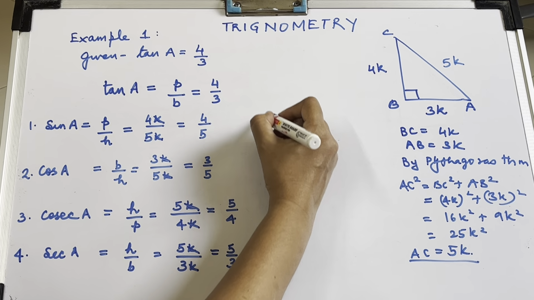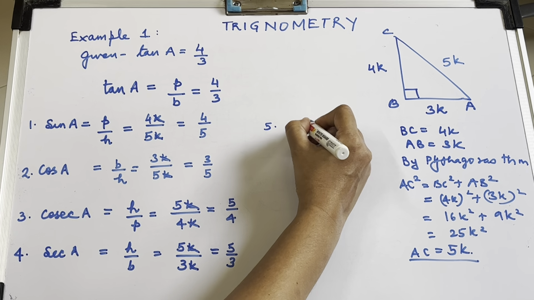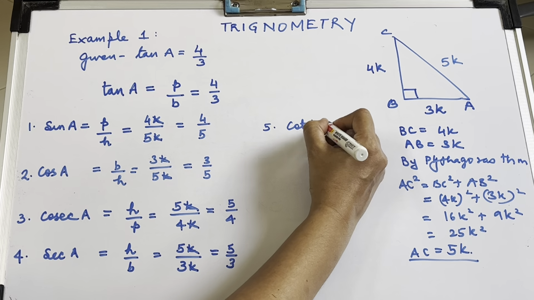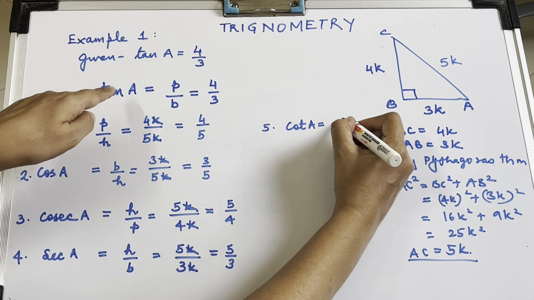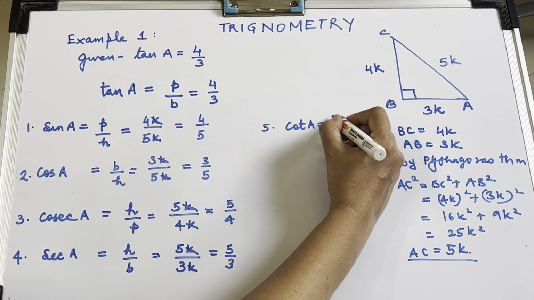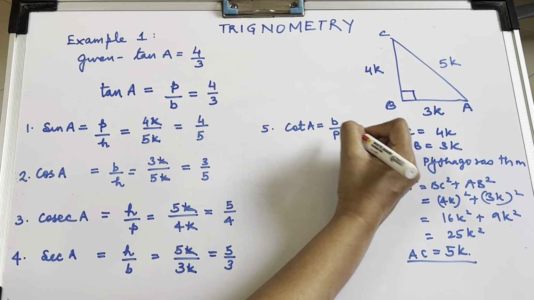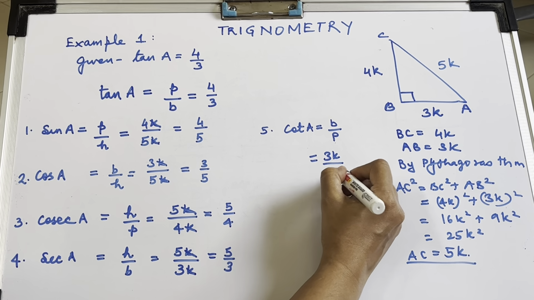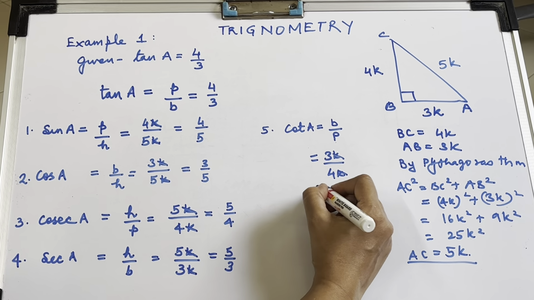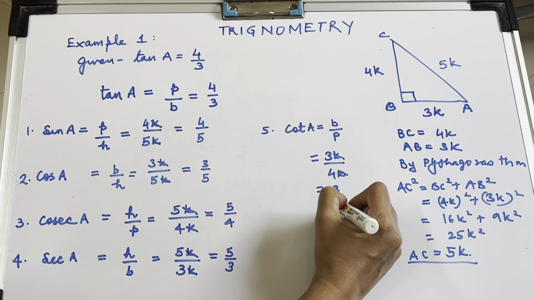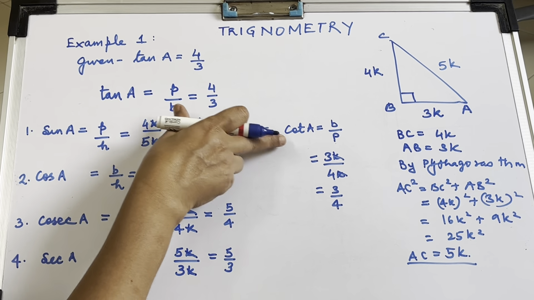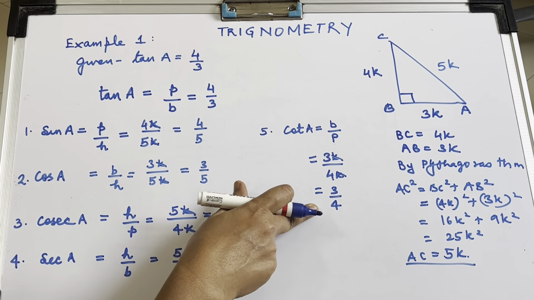The last, fifth one is the cotangent, that is inverse of tangent. So cot A is given as, tan is given as perpendicular upon base, so it will be base upon perpendicular. We calculated it, it is 3K upon 4K. So K and K get cancelled and you get it as 3 by 4. Again check for the inverse, tan A is 4 by 3 and cot A is 3 by 4.